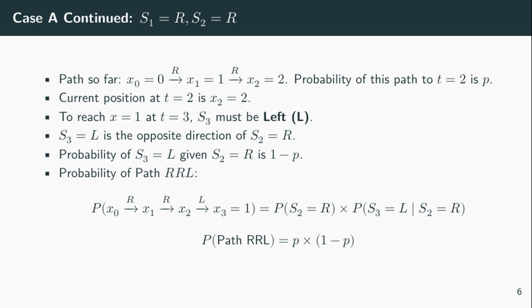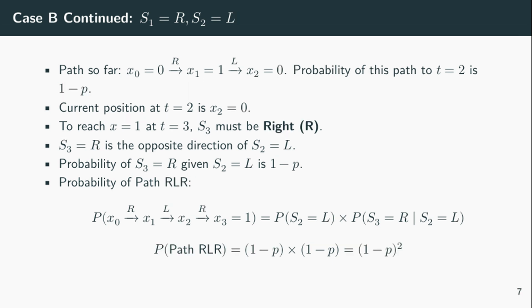Now our current position at t equals 2 is x sub 2 equals 2. To reach x equals 1 at t equals 3, the third step s sub 3 must be to the left. The probability of taking the opposite direction, given s sub 2 was right, is 1 minus p. So the total probability of following this path, right, right, left, which we can call path RRL, is the probability of s sub 2 being right times the probability of s sub 3 being left, given that s sub 2 was right. This calculates out to p times 1 minus p. So the probability of path RRL is p times 1 minus p.